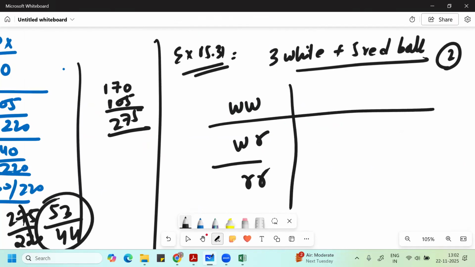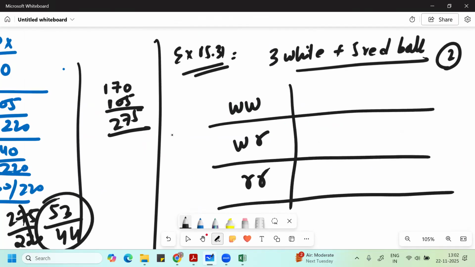Okay, all these cases can be there. So both white means first white is 3 by 8 and then the next white would be again white, 2 by 7. So this would be 6 by 56 probability. One white, one red means white red or red white.